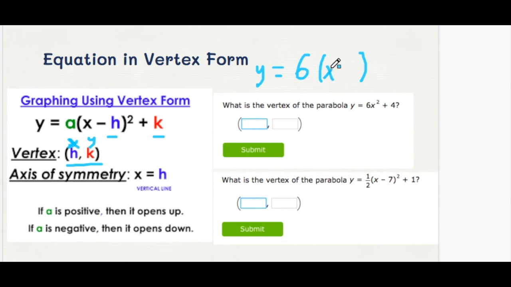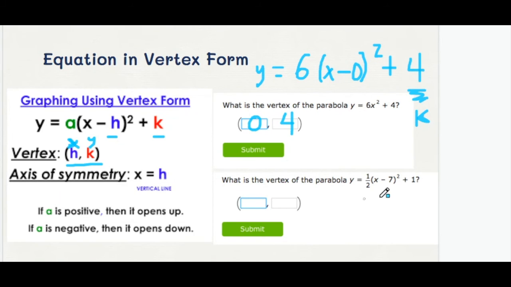Let's put parentheses around the x minus something squared plus 4. K is easy here. We can easily see that k is 4. So we know that that is our y value for the vertex. It's 4. But what is that number h after the x? What is it subtracting? It's 0. Because there's no number, we know that it's subtracted by 0.